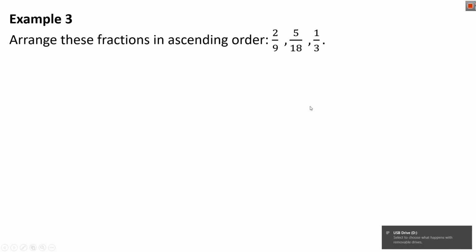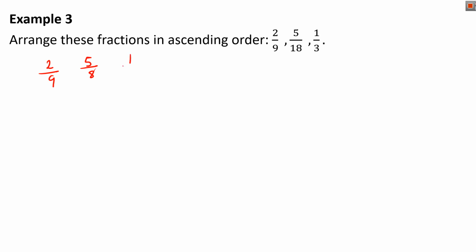Okay, so let's do it. We want to arrange them in ascending order. That means that as they are getting bigger, we'll be arranging from the smallest to the biggest. Now we have 2 over 9, we have 5 over 18, and we have 1 over 3. We want to look for which one is bigger.